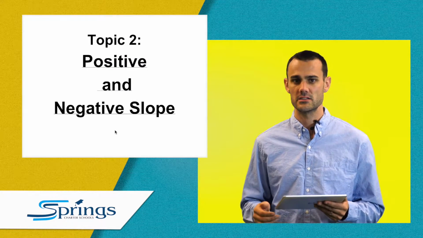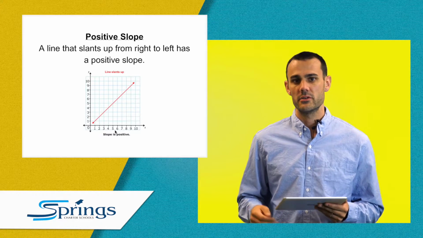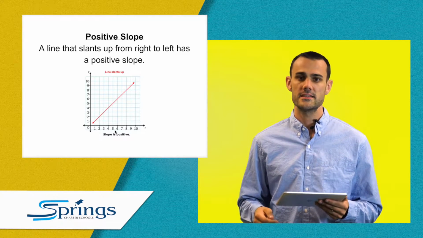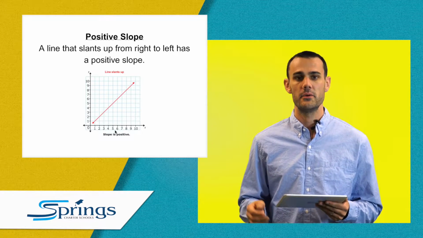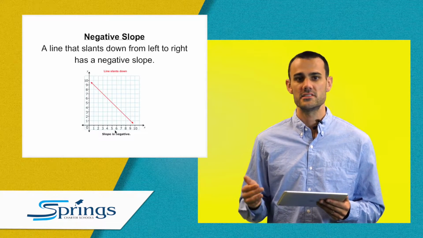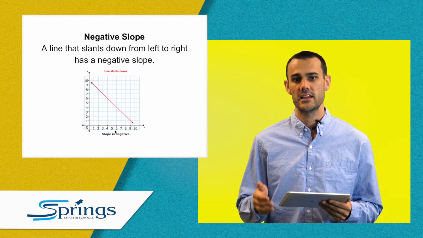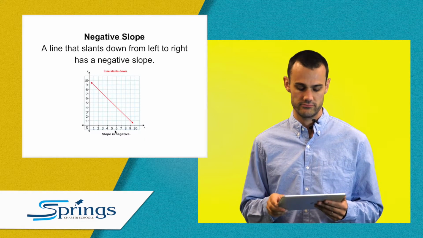The second topic we talked about in this chapter was positive and negative slope. Here's an example of what positive slope looks like. It's a line that slants up and runs from left to right, and we call that having a positive slope. Negative slope is just the opposite. It slants down from left to right, and it slants down toward that negative direction.